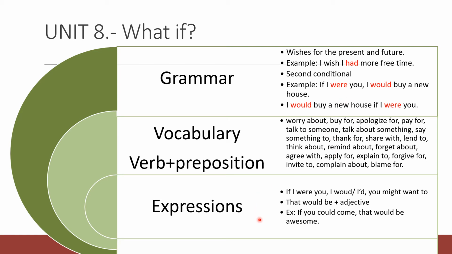And finally, the expressions that are associated with the second conditional. If I were you, I would, or the contraction I'd, and you might want to. And also would be plus adjective. In this case, you can say if you could come, that would be awesome. So notice here we're using also the second conditional. Condition if with past, and result would plus the verb in infinitive.